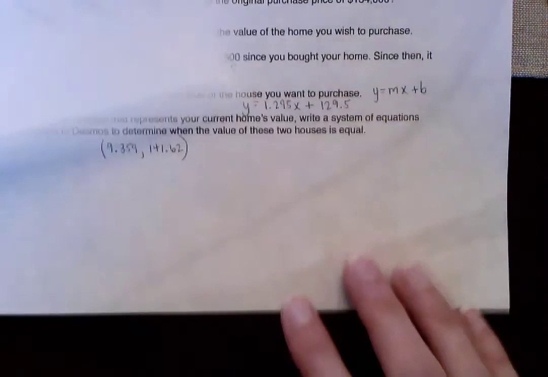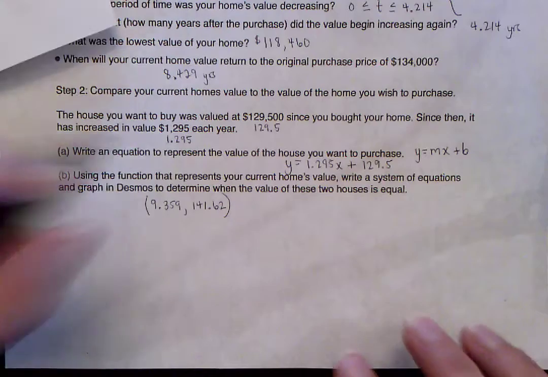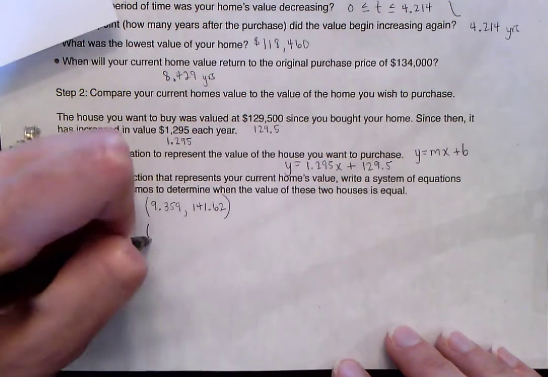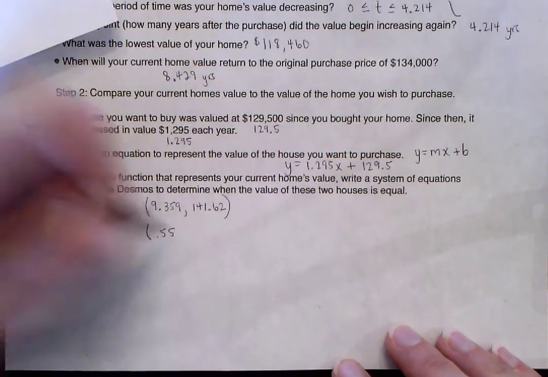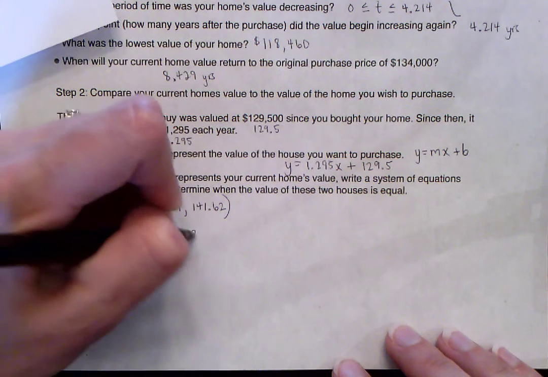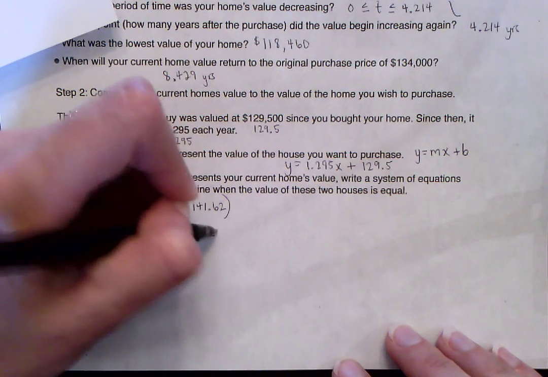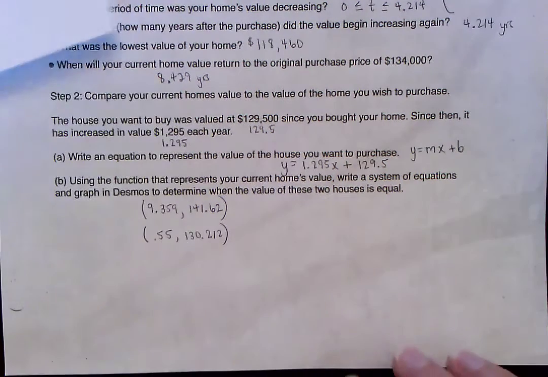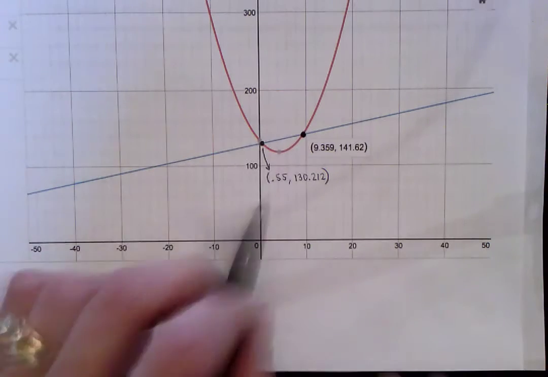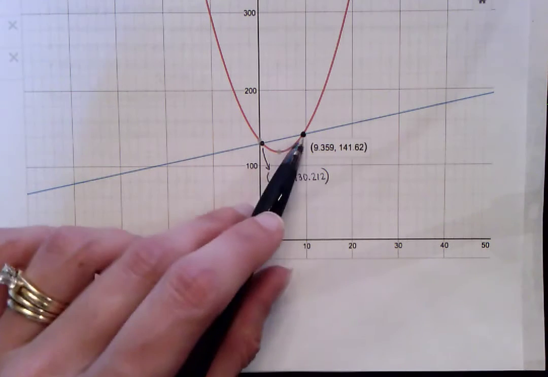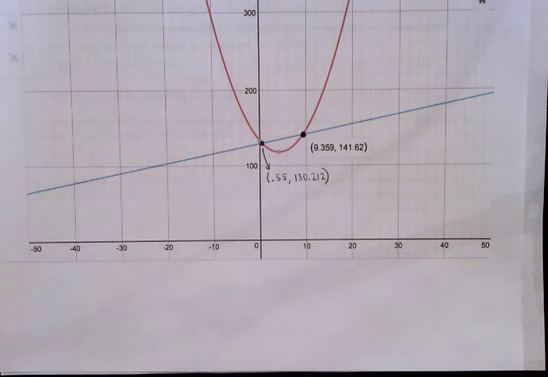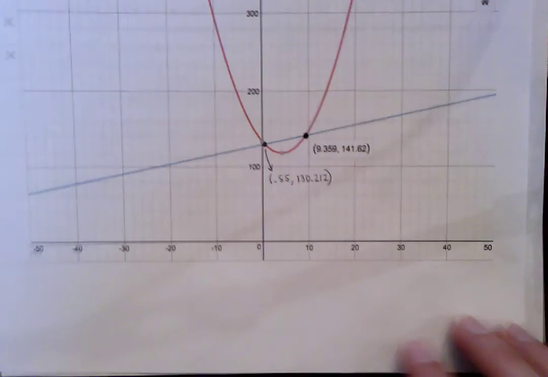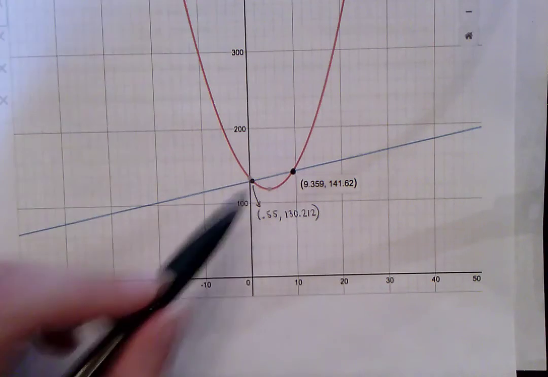So those are two possible solutions. When will they be the same? Those are two solutions there. That's where the two graphs intersect. So that's actually solving a system of equations where you have a quadratic and a linear equation. So you're just finding where they intersect.